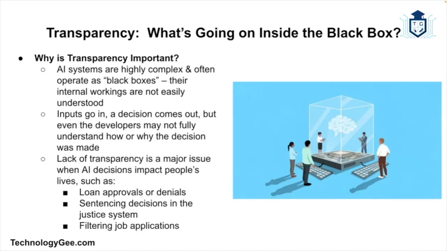All right, so let's go ahead and talk about transparency. So, exactly what is this? AI can be extremely complex, especially with deep learning systems like neural networks. It's hard to explain exactly why a decision was made. That's why many AI systems are often called black boxes, because inputs go in, a decision comes out, but no one, not even the creators, fully understands what happened in between. And that's a problem, especially when the AI is deciding whether you qualify for a loan, how long your prison sentence should be, or whether your job application gets through the filter.